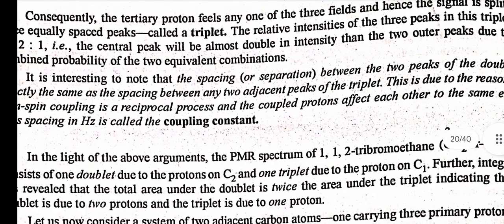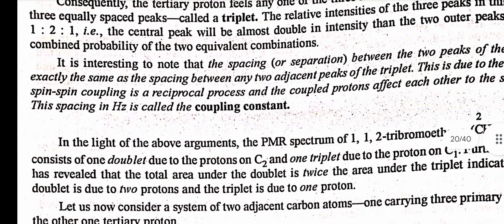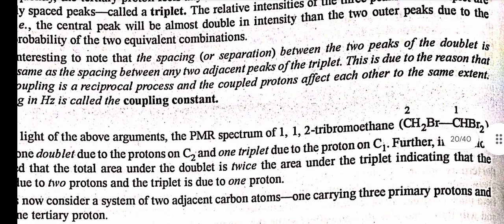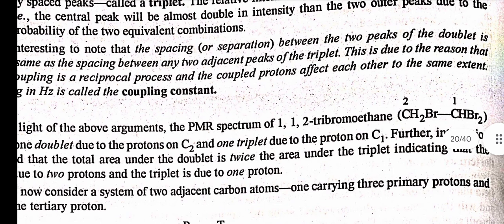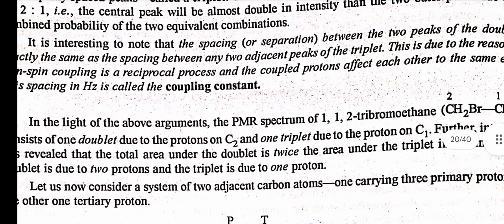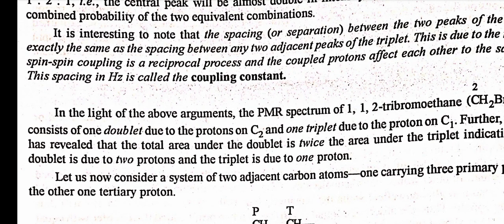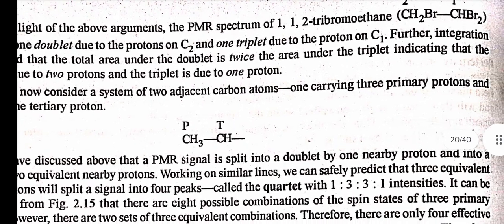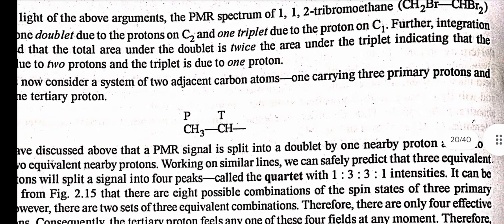The central peak will be almost double in intensity than the two outer peaks due to the combined probability of the two equivalent combinations. It is interesting to note that the spacing between the two peaks of the doublet is exactly the same as the spacing between any two adjacent peaks of the triplet. This is due to the reason that spin-spin coupling is a reciprocal process and the coupled protons affect each other to the same extent. This spacing in hertz is called the coupling constant. In the light of the above arguments, the PMR spectrum of 1,1,2-tribromoethane consists of one doublet due to the proton on C2 and one triplet due to the proton on C1.